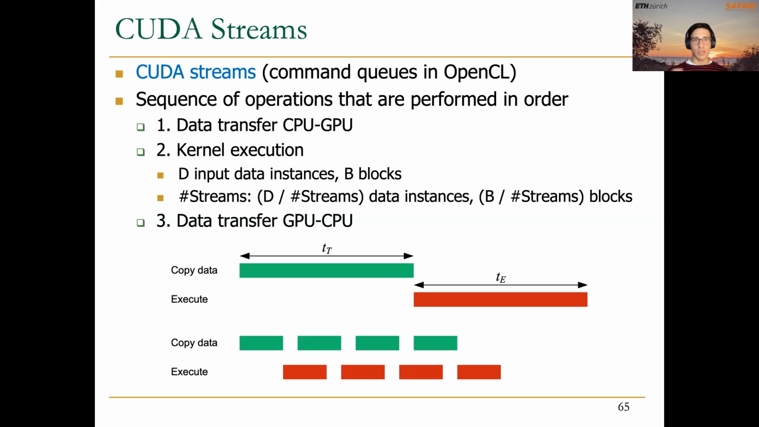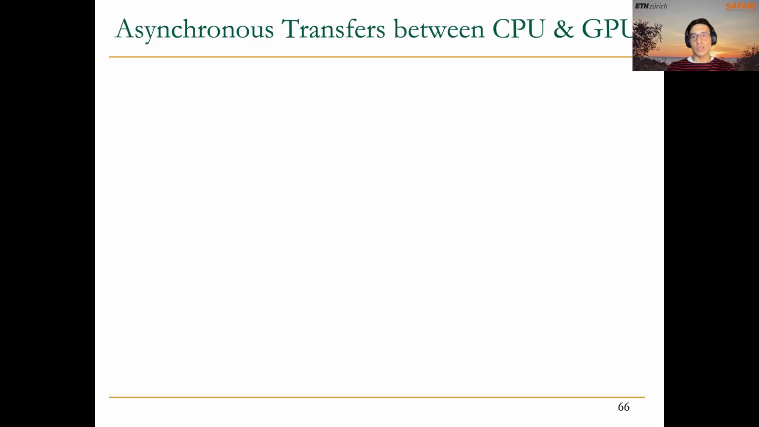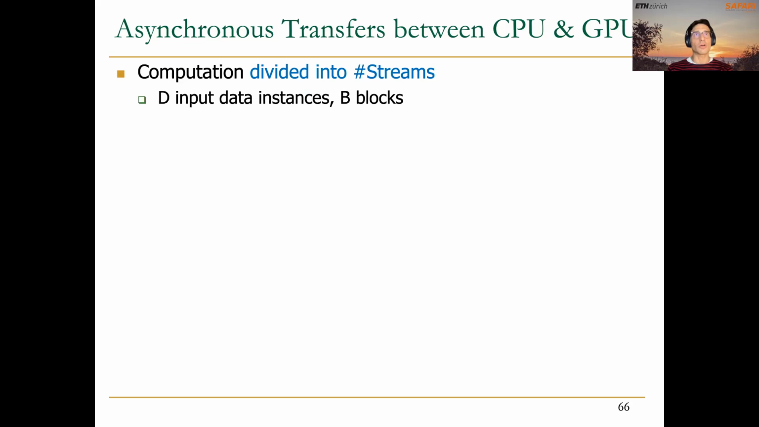But in both cases, either a stream or a command queue is defined as a sequence of operations that are performed in order. When we talk about operations, we might mean data transfers between CPU and GPU, kernel execution, or data transfers between GPU and CPU. Let's take a look at how to use these streams and asynchronous transfers in order to perform the overlap. What we are going to do is divide the transfers and the computation into a certain number of streams. Let's assume that our number of streams is 4.